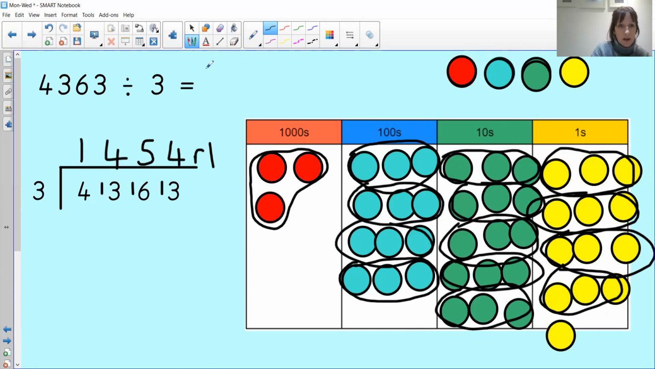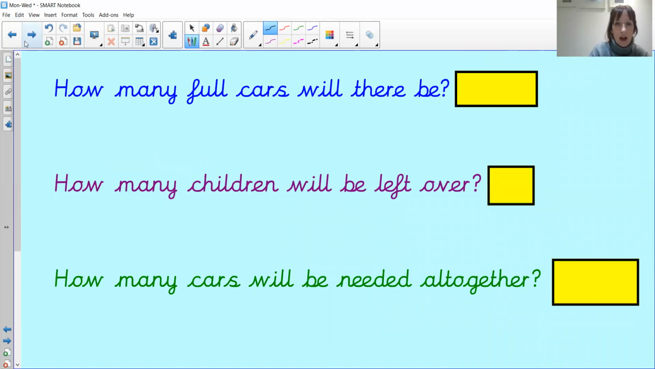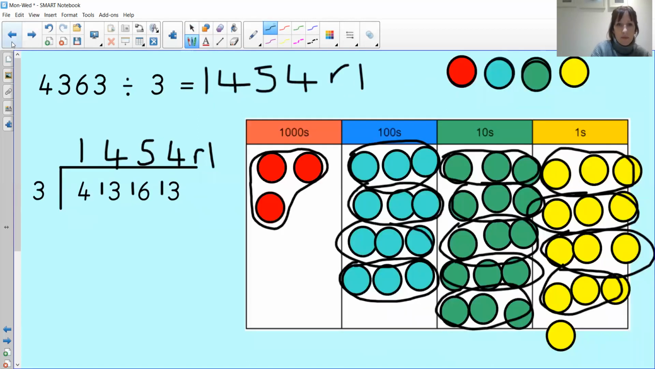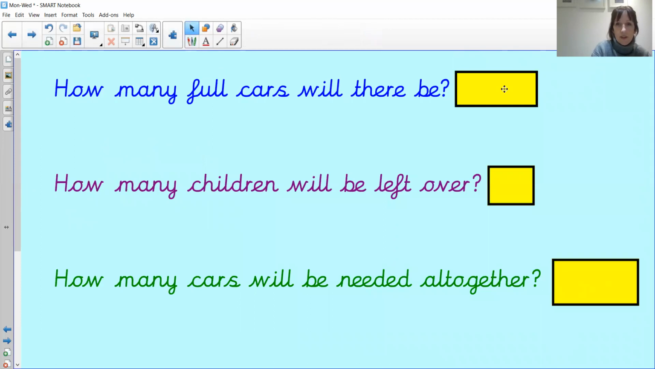So 4,363 divided by 3 equals 1,454, remainder 1. But of course that wasn't the question. The question asked us, how many full cars will there be? So how many full cars? Have a little think about that answer. Let's see if you were right.